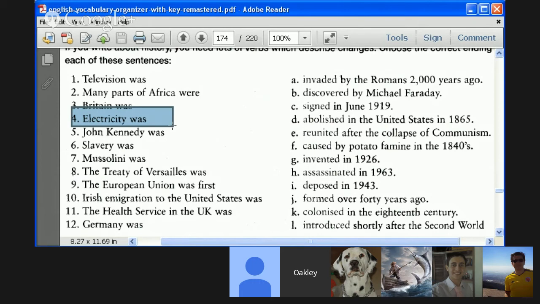Electricity was discovered by Michael Faraday. Like most historical proclamations that somebody invented something or another, they're usually not so reliable. Michael Faraday, Johnny, do you know what a Faraday cage is?